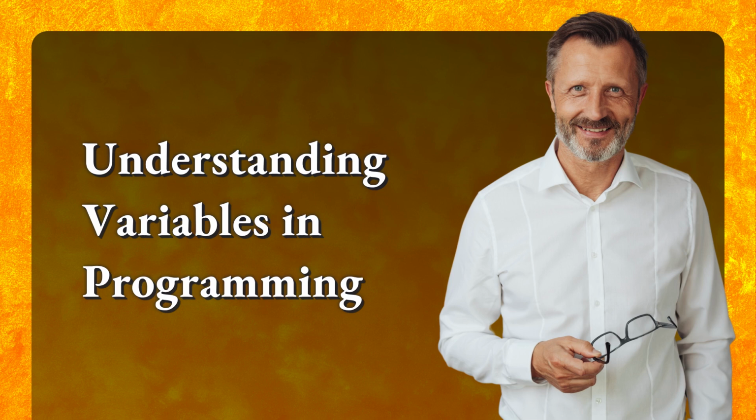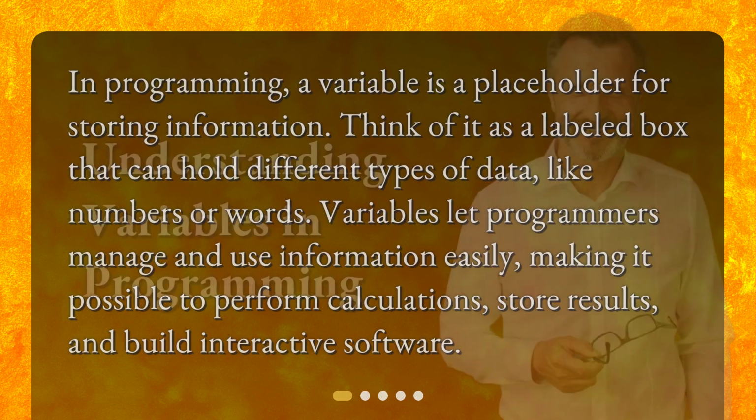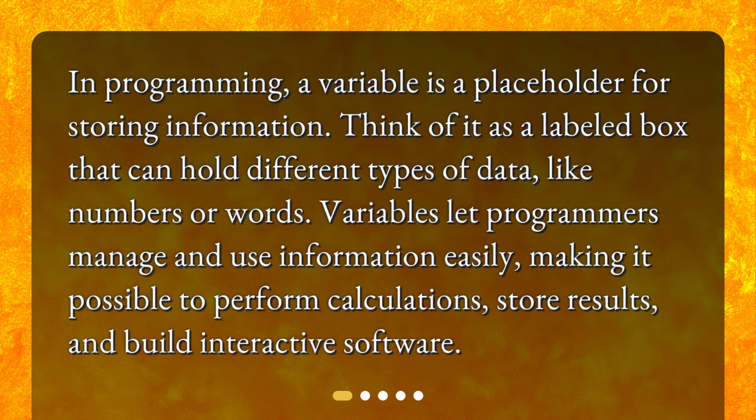Understanding variables in programming. In programming, a variable is a placeholder for storing information. Think of it as a labeled box that can hold different types of data, like numbers or words. Variables let programmers manage and use information easily, making it possible to perform calculations, store results, and build interactive software.